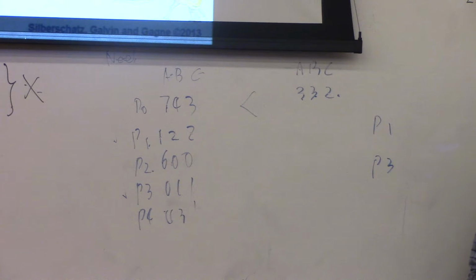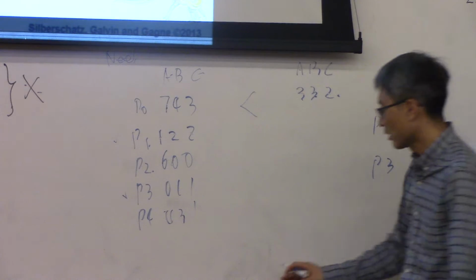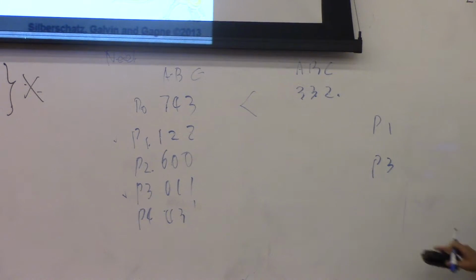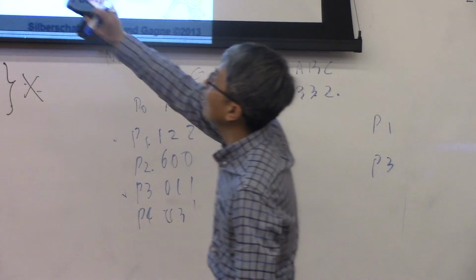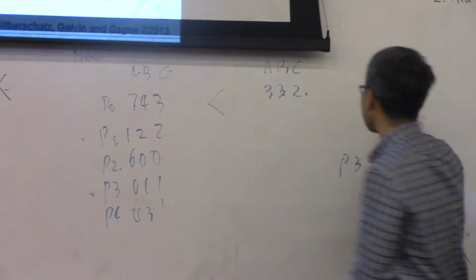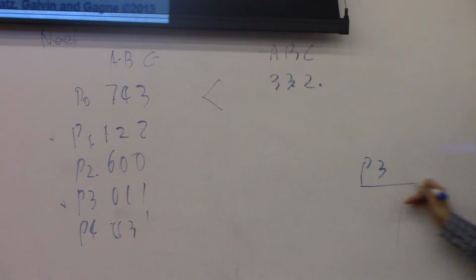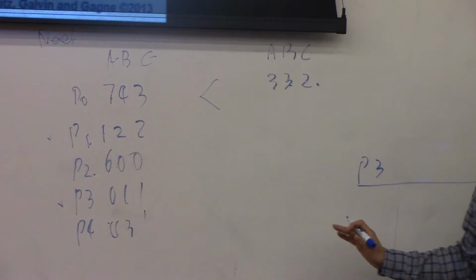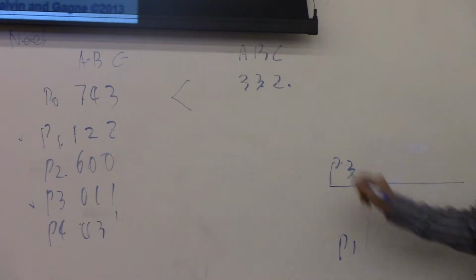But the idea is that if we return more resources, that will be better. P1 currently has 2, 0, 0. P3 has 2, 1, 1. So we can start with P3, but later, in case P3 is stopped, we can go back and start again with P1. So let's start with P3.